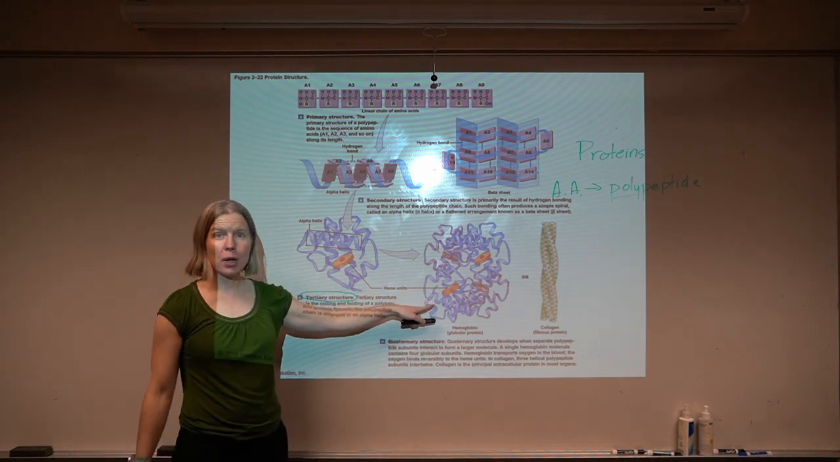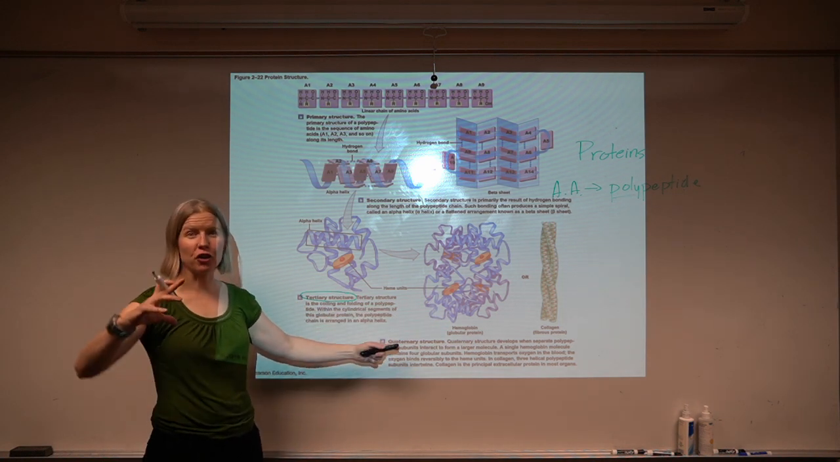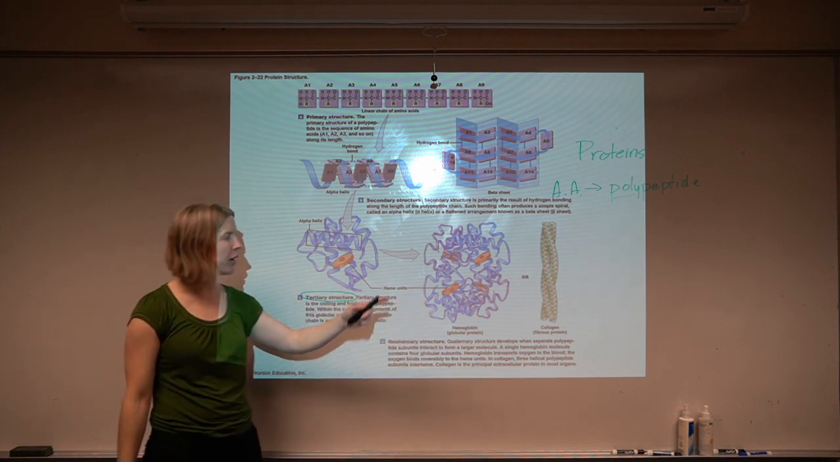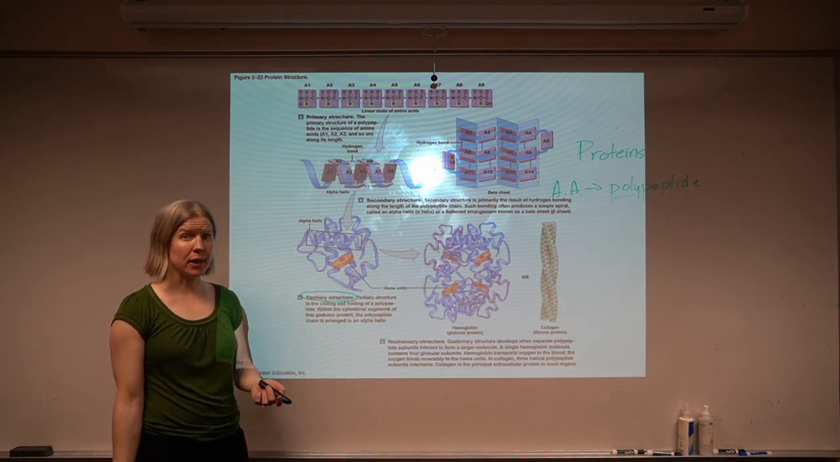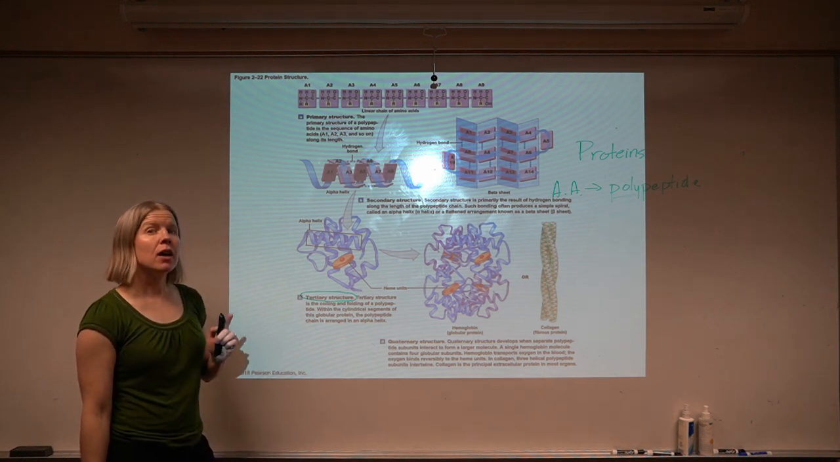Now, some, not all, some proteins actually have a fourth or quaternary structure where multiple tertiary structures come together. Hemoglobin that we'll talk about in here, collagen are both great examples of that, right? But this is where we get our function.